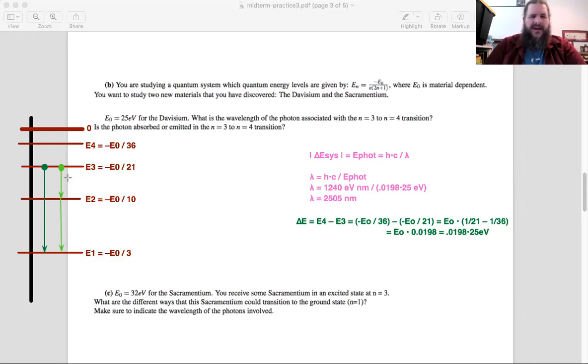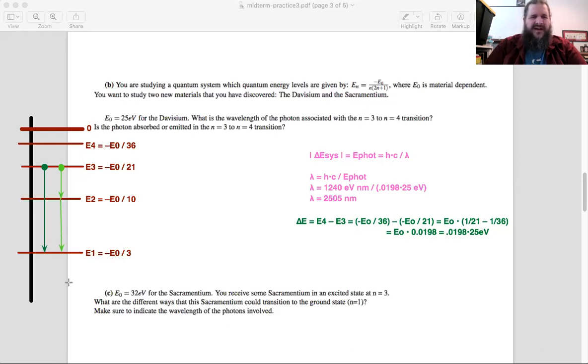Emit 1 photon that has this much energy, find the wavelength associated with that, and then emit a second photon that has this much energy and find the wavelength associated with that. So these are 2 different ways you could go from n equals 3 to n equals 1. And there could presumably be more ways also. Maybe you could absorb a photon that takes you up to n equals 4 and then emit a photon that drops you all the way to n equals 1. But that wouldn't be just emitting photons. That would be absorbing a photon, then emitting 1 or more other photons.